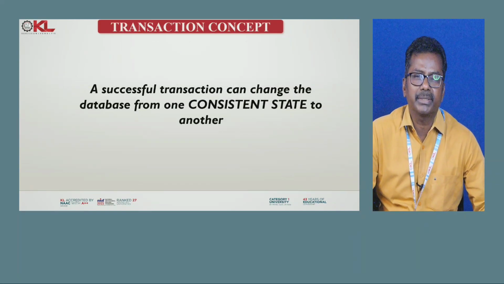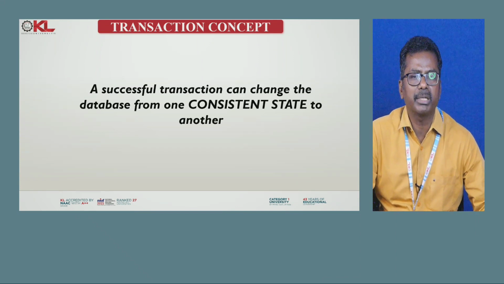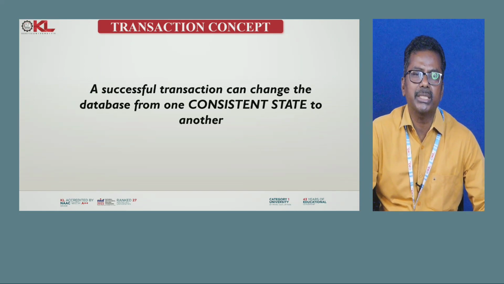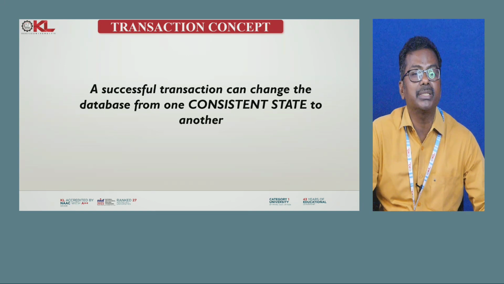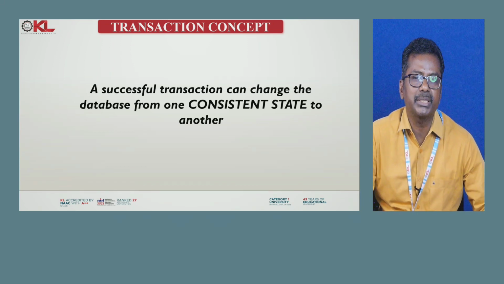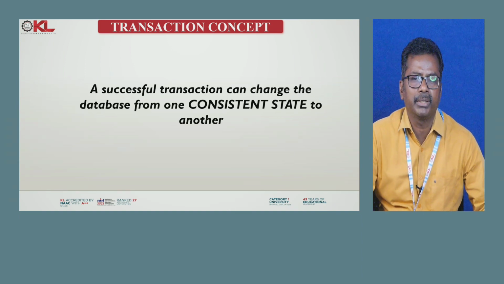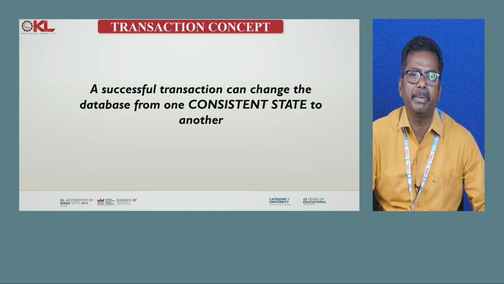A successful transaction can change the database from one consistent state to another. This is a very, very important point to be noted about the transaction. Whenever a transaction is being performed on a particular database, the state of that database changes from one consistent state to another consistent state. For example, what is meant by changing from one consistent state to another consistent state? I would like to take a simple example of an ATM transaction, that is being done for a particular banking activity.